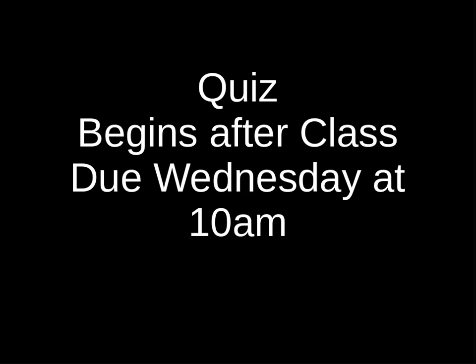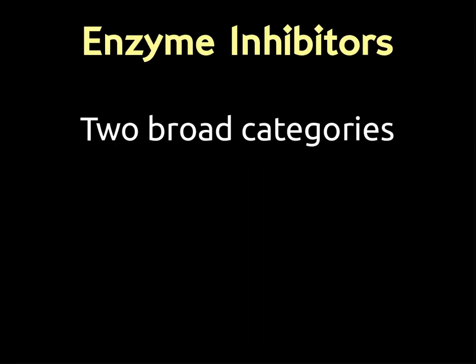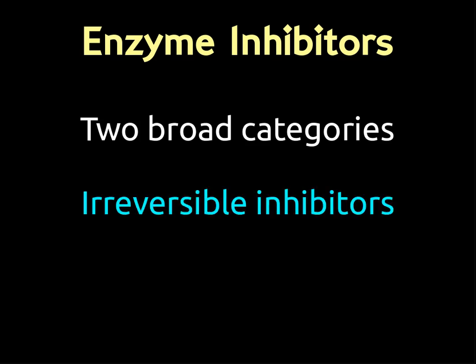Okay, let's keep talking about enzymes here. And we're going to start talking about enzyme inhibitors and how enzymes are regulated. And one of the first ways that we're going to talk about that is by inhibition. Now, there are two broad categories of enzyme inhibition, and the first are irreversible inhibitors.